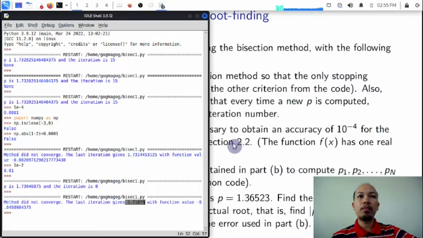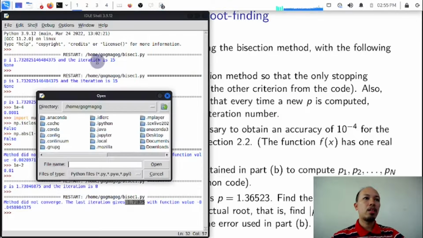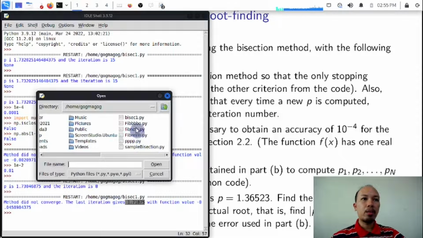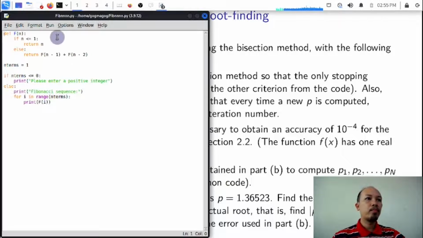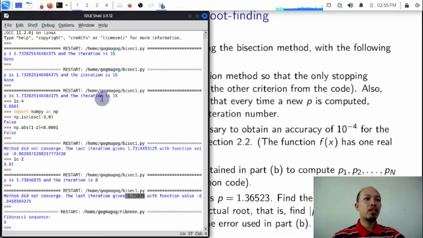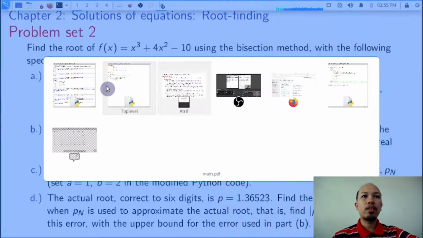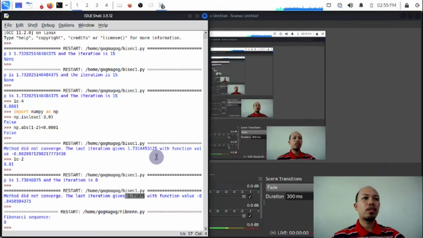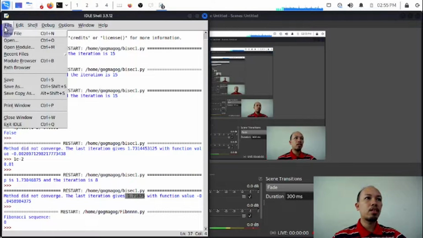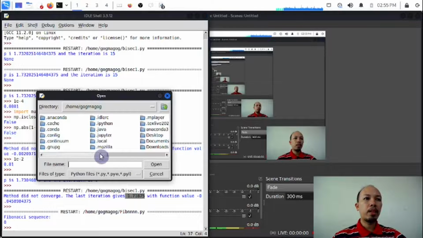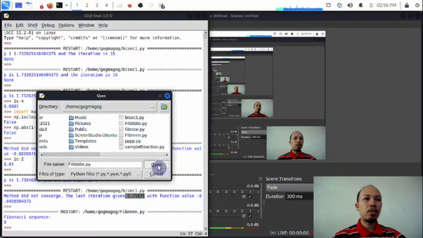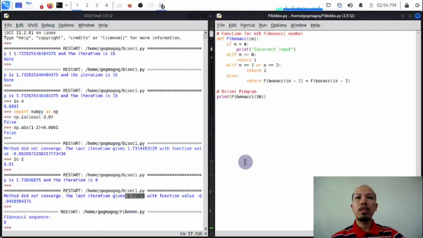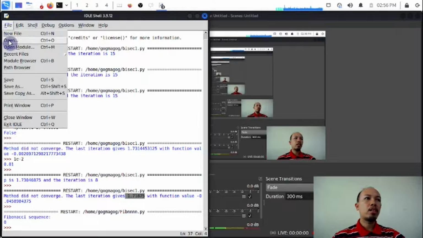Let me open my files. I don't know if I wrote it somewhere here, I don't know if this is the right one. This one. Let's run this code first. I don't know what happened. This one here, Fibonacci sequence, so that's not the right one. Maybe I have to open this. I think this one. No, not this one also. I don't know if I saved it.